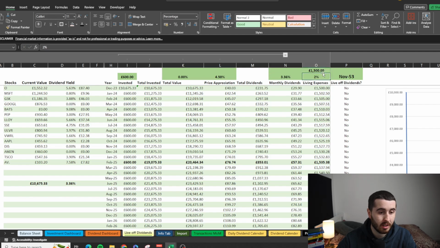And then you can enter in your living expenses. So this figure here is your monthly living expenses. Say I put £1,500. When I retire, I don't know what it's going to be. If you don't have a mortgage, you don't have any rent to pay, £1,500 is very conservative if you're living a very frugal life. So that's what I set it at. And then 2% is like the inflation rate. So that's how much your living expenses should increase every single year.